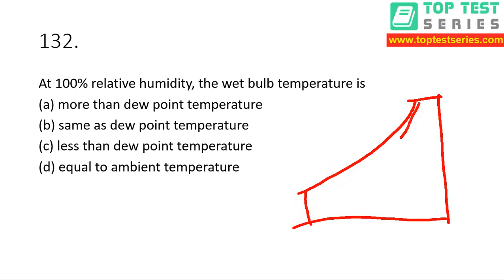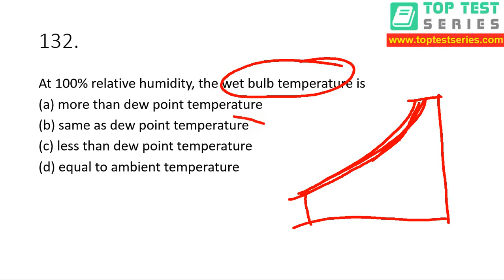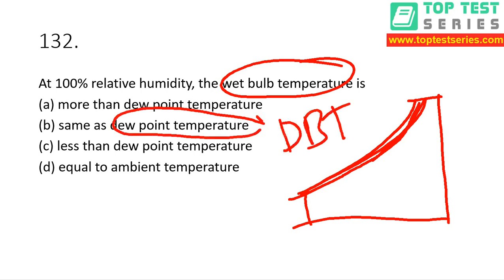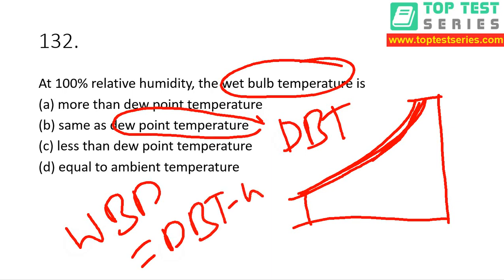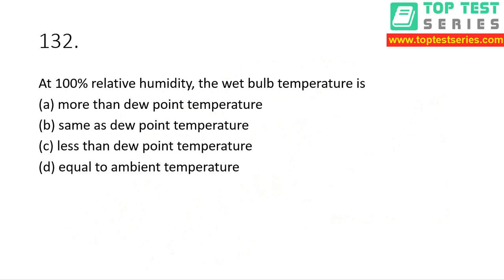My dear, 100% relative humidity means what, my dear? It is in saturated condition. So in that case, my dear, vapor temperature is equal to what? Dew point temperature is equal to what? Dry bulb temperature. All these will be same. One more thing, my dear, in this case, wet bulb depression is equal to dry bulb temperature minus wet bulb temperature, which is equal to 0. That means at saturated condition, wet bulb depression is equal to 0.